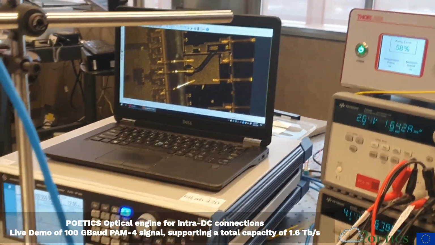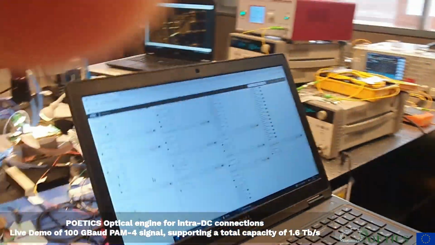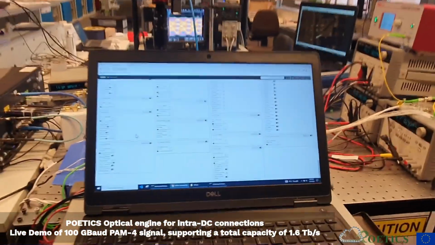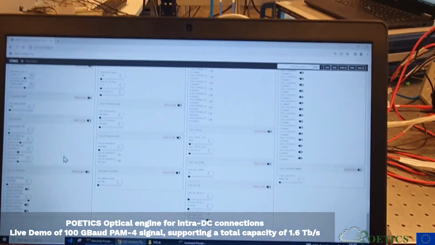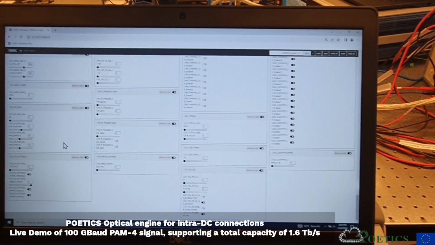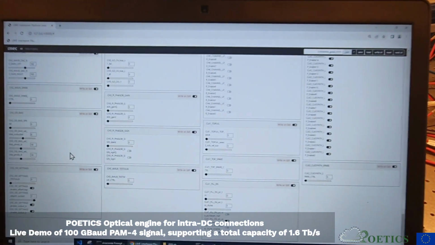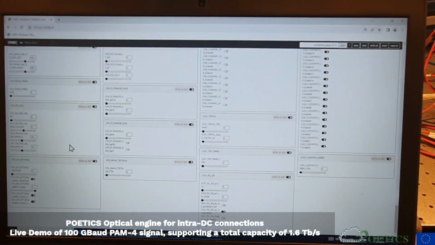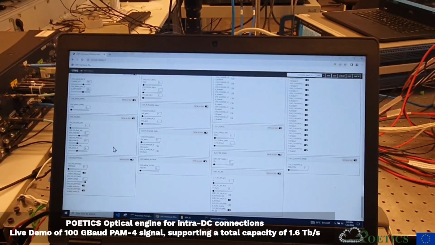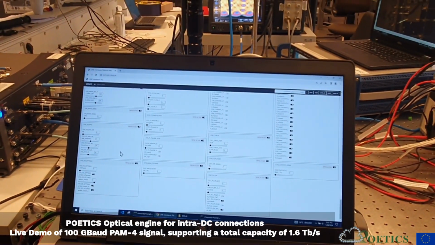On the laptop, you then see the many settings that we have to configure the circuits inside the chip in order to make sure that the signals have the appropriate levels, that we retime the signals properly, that the timing fits well, and that we can trade off performance with power consumption, for example.